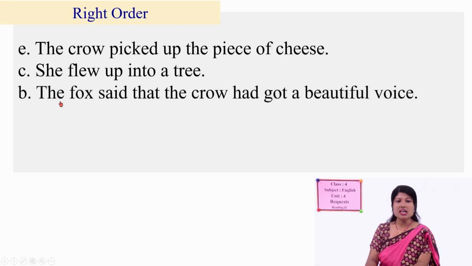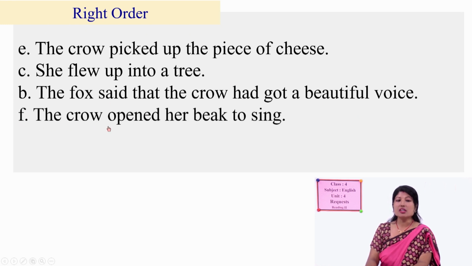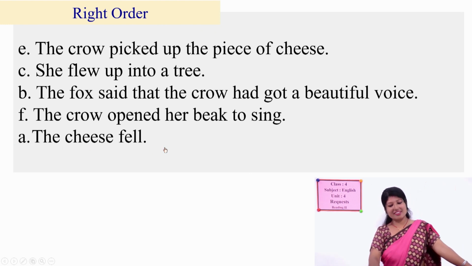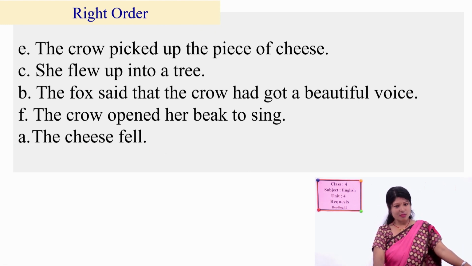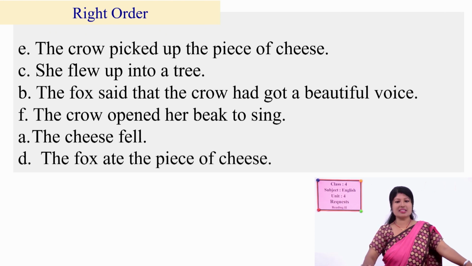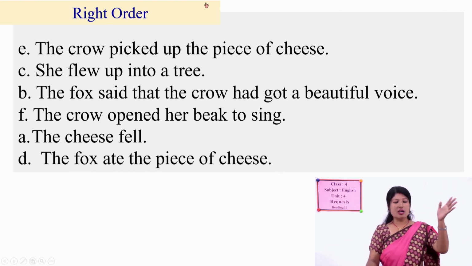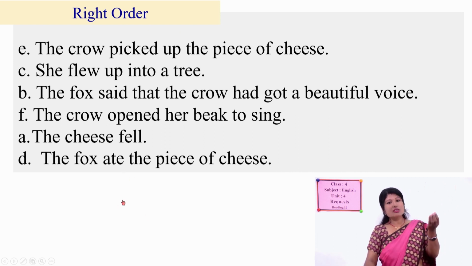Okay, the next is the fox said that the crow had got a beautiful voice. Then F, the crow opened her beak to sing. A is at last. The cheese fell. Is it last? One more is left? Okay, yes. The fox ate the piece of cheese. Okay, with this right order, with this clue also we can rewrite the story.